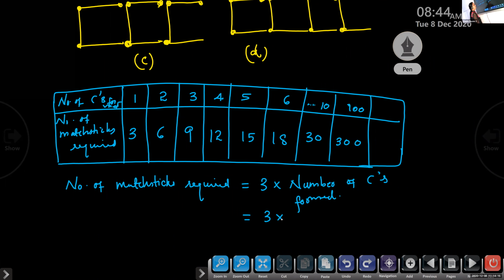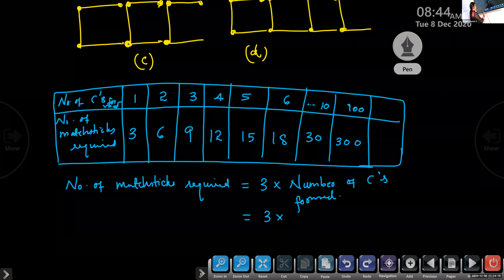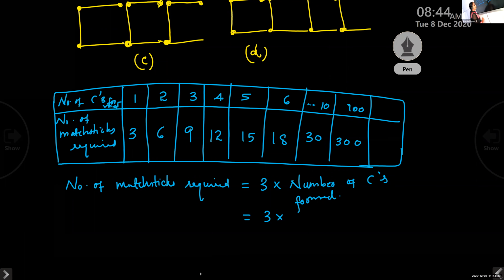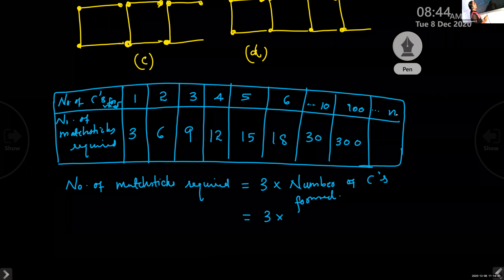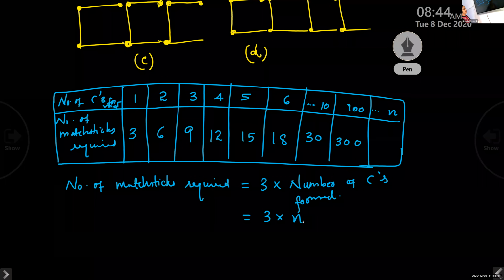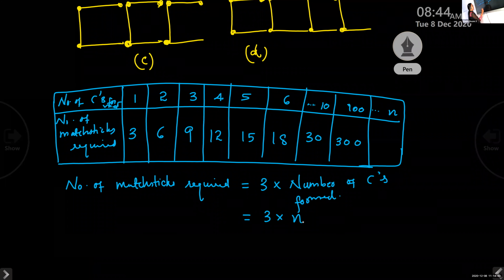Okay, so 3 into number of C's formed. If you do not know the number, if you do not know the general number, what we'll do is 3 into, we'll give a number n. Clear? Yes, ma'am. So this is our rule.